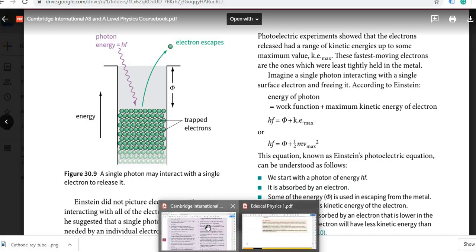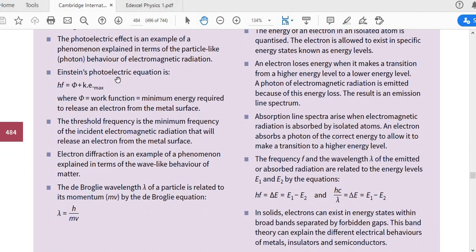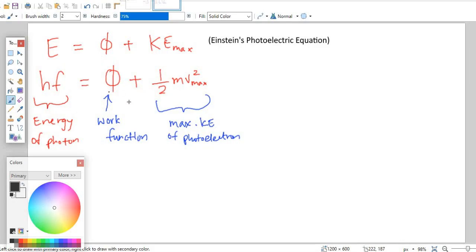So we will see the details afterwards. I am going through the summary to give you an idea. Einstein's photoelectric equation is this, where phi is the work function, that is the minimum energy required to release an electron from the metal surface. You have to know each of these terms. In the exam papers, they have asked this question. They have asked you to write this and asked you each term. So you should know everything here.